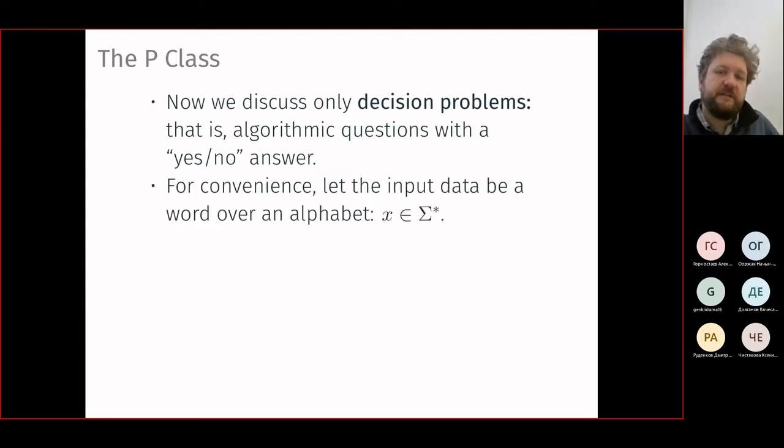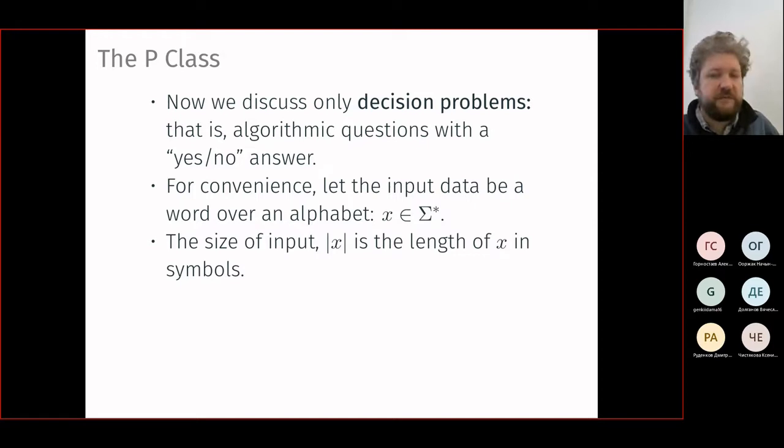And for convenience, let the input data be a word over an alphabet. Sigma can also be zeros and ones, so it could be just a string of zeros and ones, which is the usual representation of any sort of data in a computer memory. This is just for your convenience. In the running examples we had Boolean formulae. A Boolean formula is a string of symbols, like in your, say, practical class.